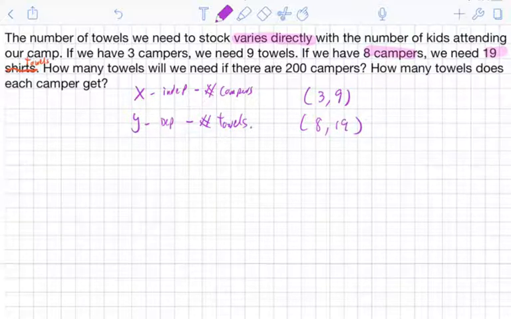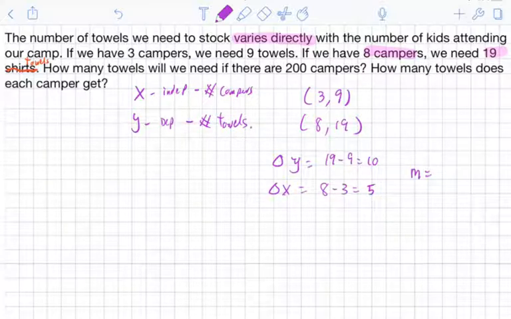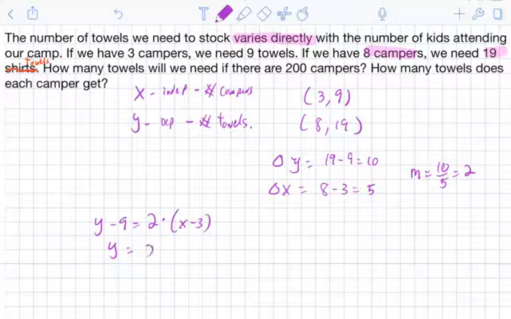So the slope here, delta y, is equal to 19 minus 9, so that's 10. And delta x is 8 minus 3, which is equal to 5. So the slope is 10 over 5, which is equal to 2. So in point slope form, the equation here is y minus 9 is equal to 2 times x minus 3, 2x minus 6, plus 9, y is equal to 2x plus 3.